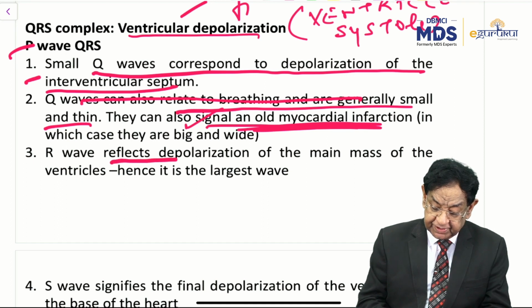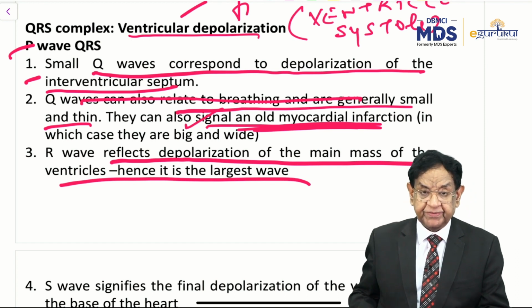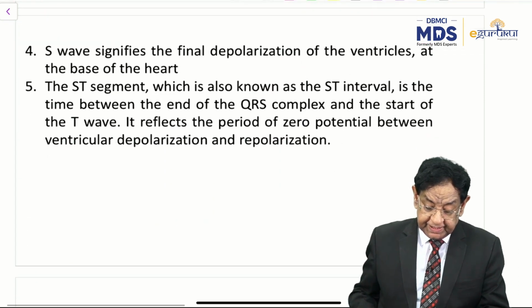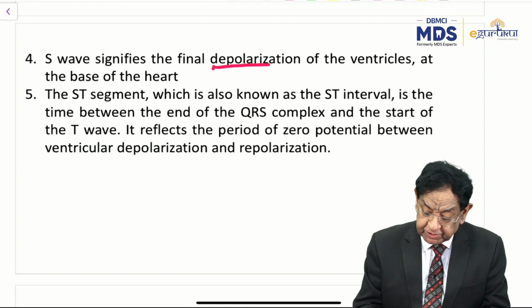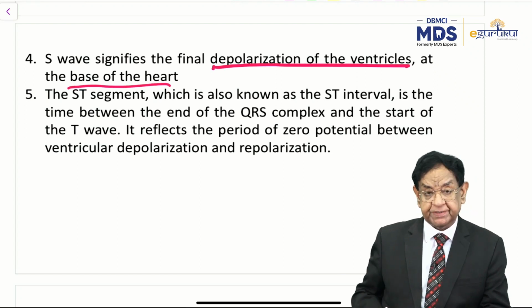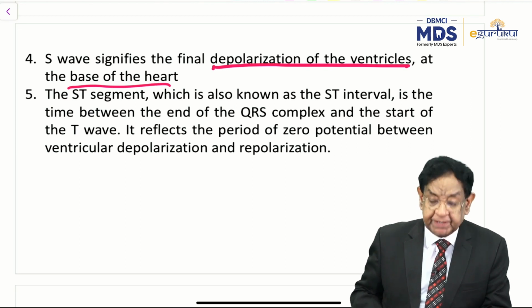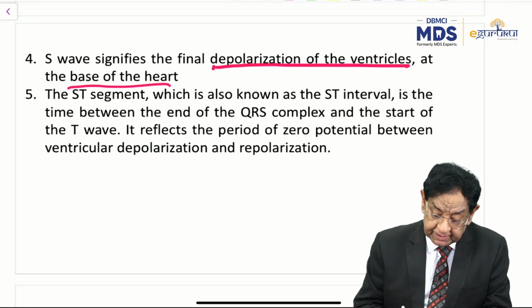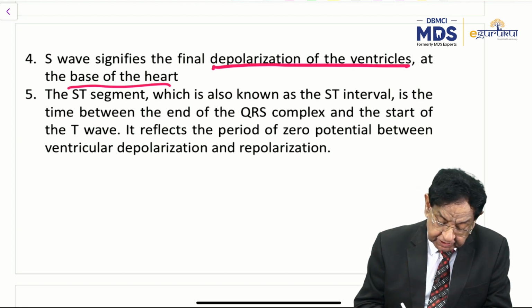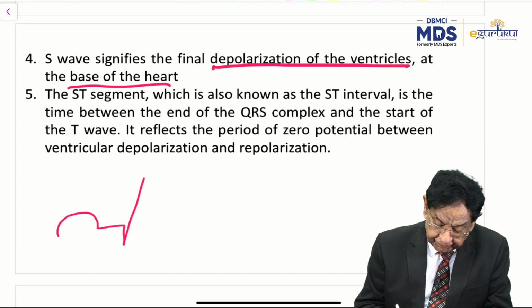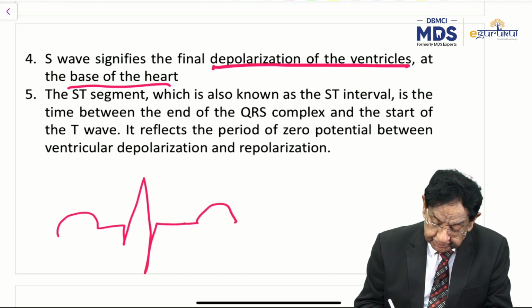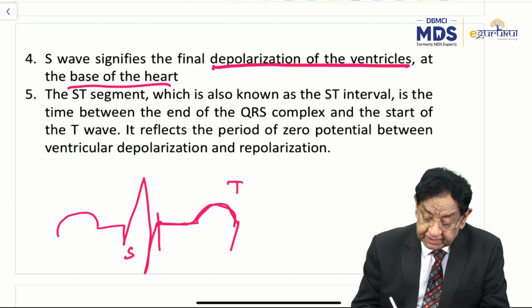R wave reflects depolarization of the main mass of the ventricle, hence it is the largest wave. S wave signifies the final depolarization of the ventricle at the base of the heart. So remember, QRS indicates depolarization. ST segment, again, let us draw this, the P wave. From here, S wave to this T wave. This is the ST segment.